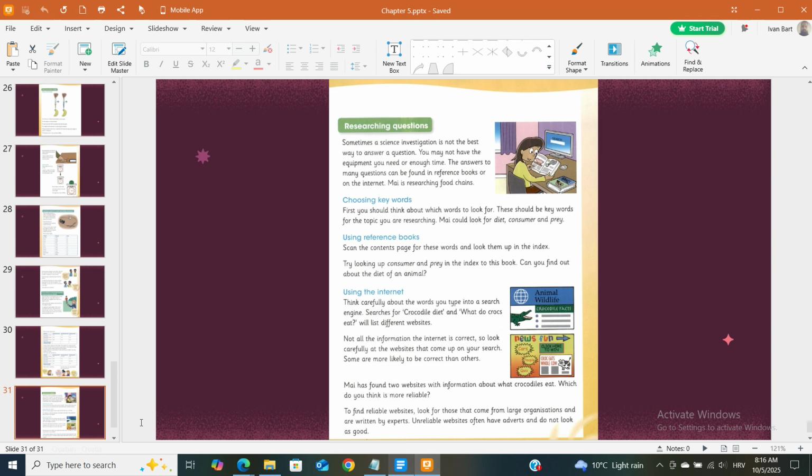Animal wildlife. Crocodile facts. News fun. Croc eats whole cow. Quiz. Mai has found two websites with information about what crocodiles eat. Which one is more reliable? To find reliable websites, look for those that come from large organizations and are written by experts. Unreliable websites often have adverts and do not look as good.